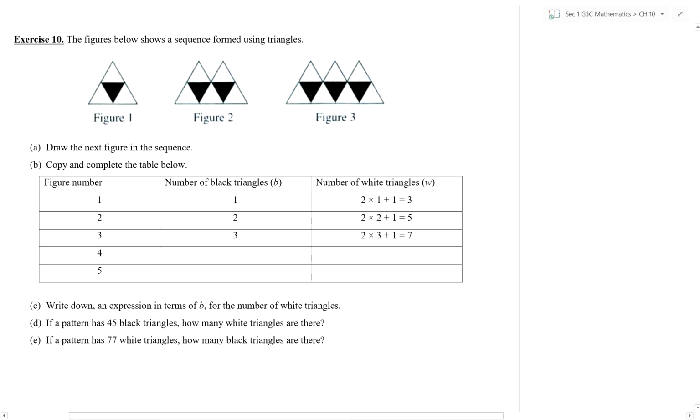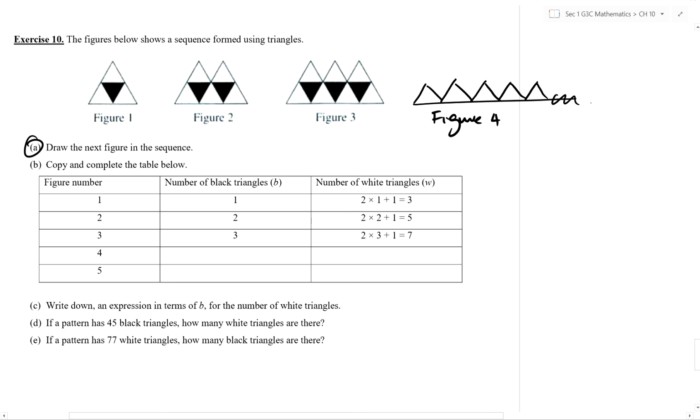Now in exercise 10, we are supposed to draw the next figure in a sequence. So figure 4. We see that the bottom is all made up of triangles. In figure 1, we've got 2 white triangles, followed by 3, followed by 4. Now the next one must be 5 white triangles. 1, 2, 3, 4, and 5.